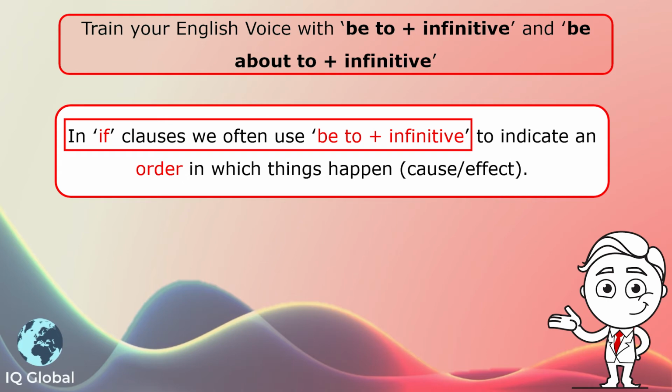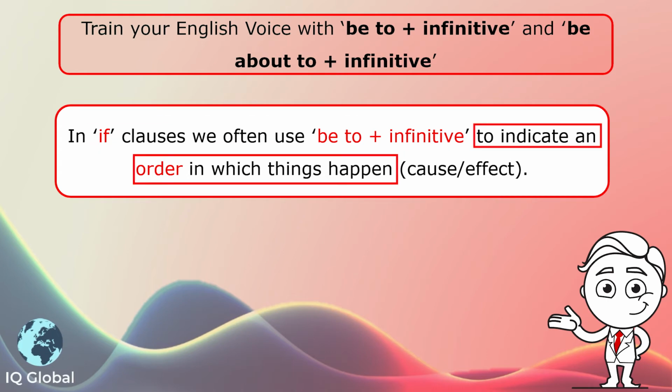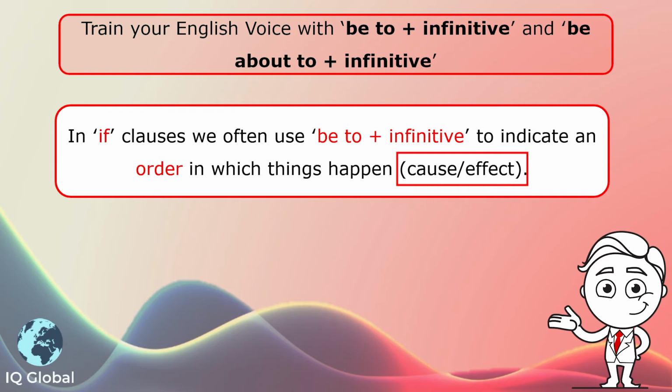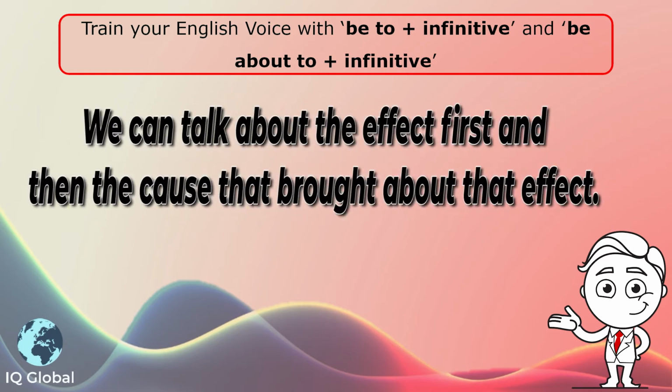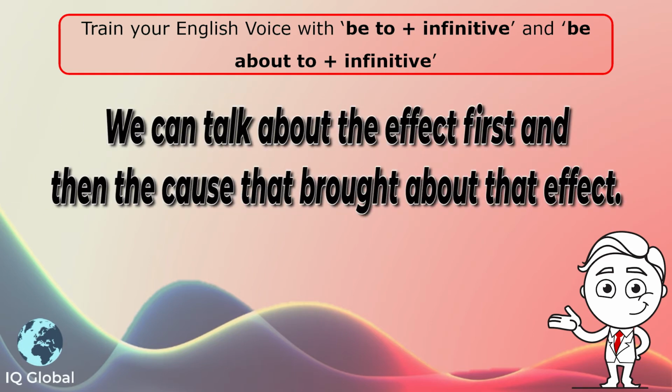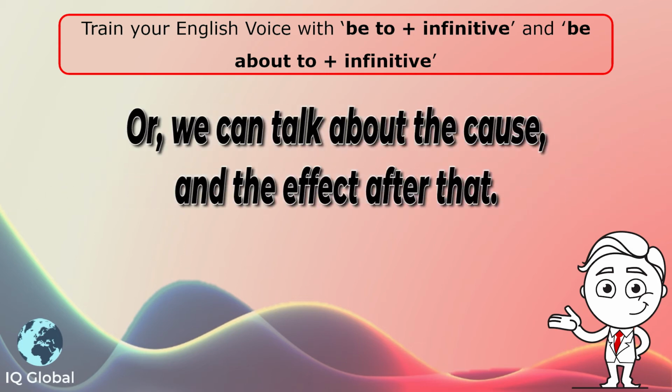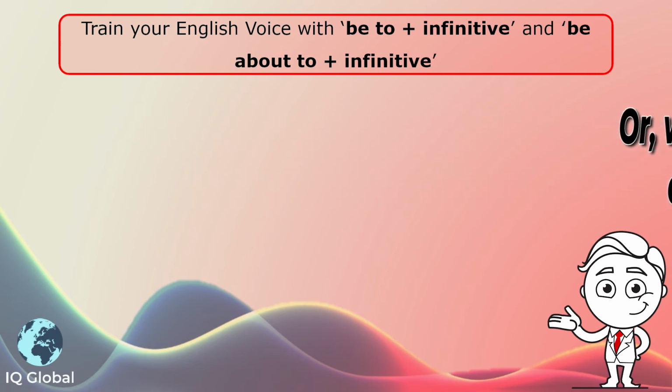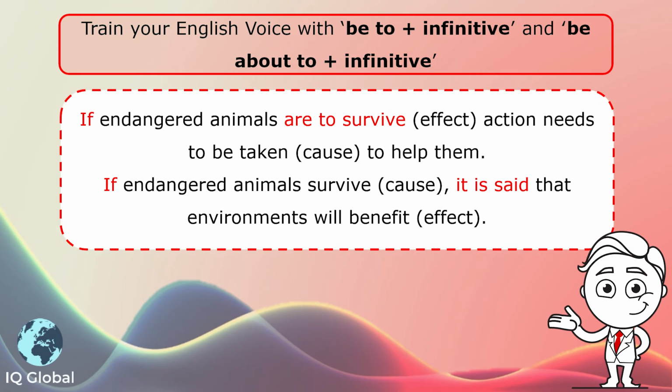In if clauses, we often use the be to and infinitive to indicate an order in which things happen. So there's a cause and effect. And we can write it or speak about it in a way where the effect is first, and then we talk about the cause that has brought about that effect, or we can talk about the cause and the effect after that. Okay, so let's look at the first example.